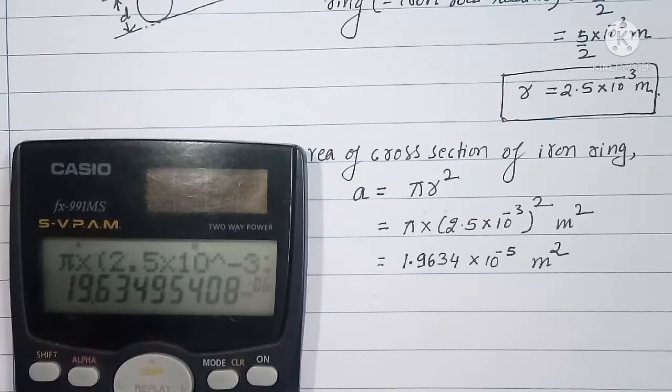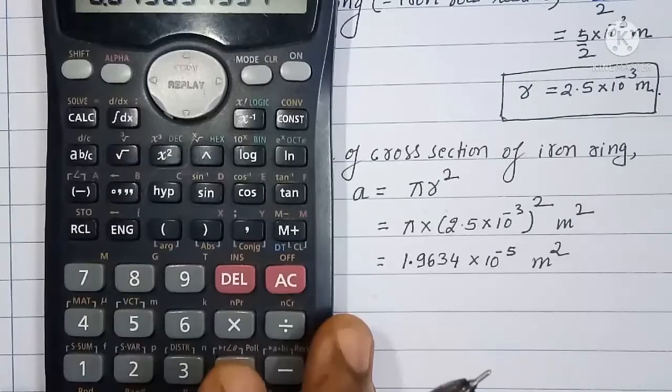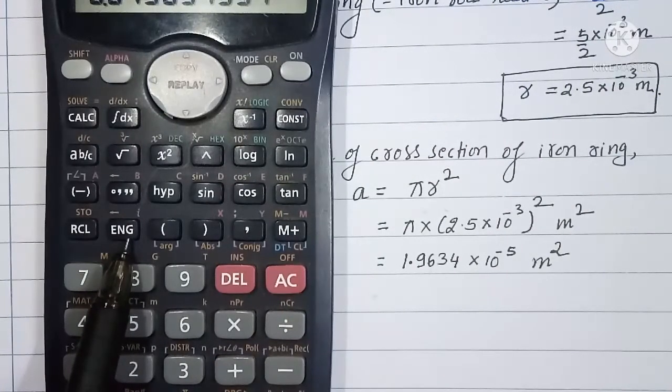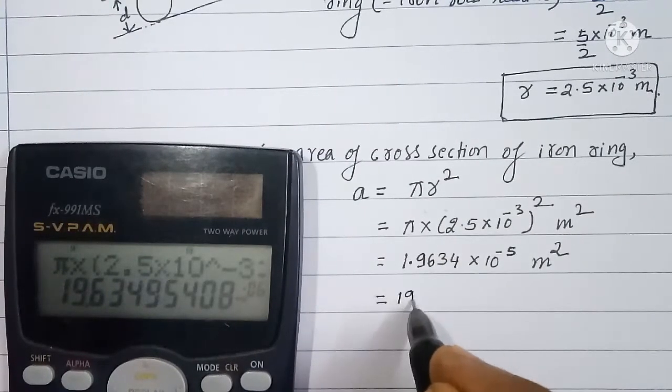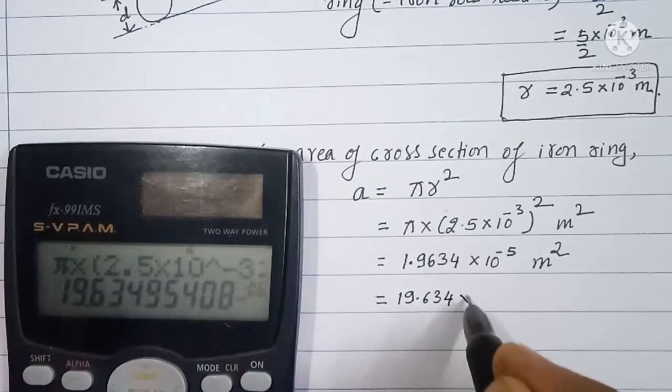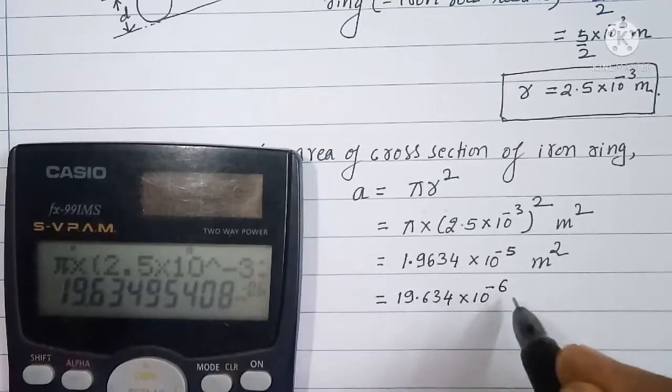Always try to keep the exponent part of your answer as 10 raised to minus 3, 10 raised to minus 6, 10 raised to minus 9, 10 raised to minus 12, or 10 to the power 3, 10 to the power 6, and so on. For that purpose, you are having the ENG button in your calculator. If you now press this button once, your answer will be now having exponent part as 10 to the power minus 6. That is, your answer becomes 19.634 into 10 to the power minus 6 meter square.